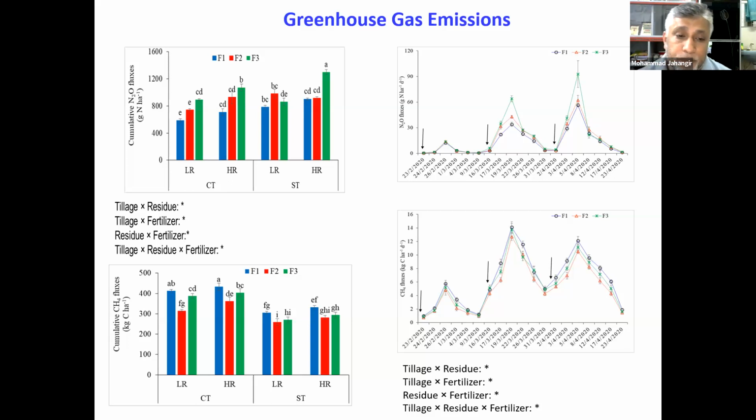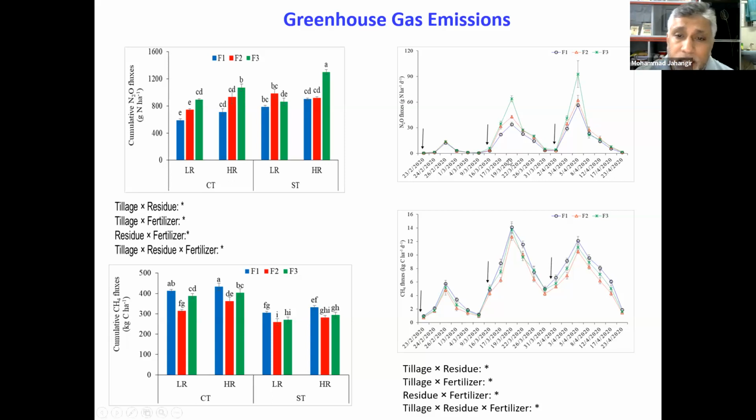And then if we compare the total global warming potential, or the trade-off of emission, we see conservation agriculture reduces total global warming potential by 16 to 39%. So even though nitrous oxide emission is higher in conservation, it reduces methane emissions significantly, and balancing the total emission, it is much lower in conservation agriculture than in conventional agriculture practices.